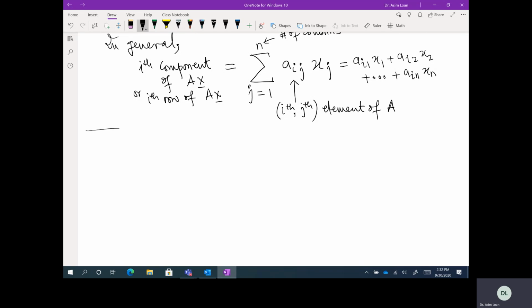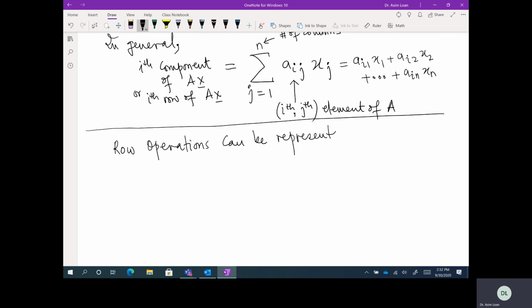Now these row operations can be represented as matrix operations, or matrix multiplication. And how do we do that? Just remember matrix multiplication. So this is a note of caution here.